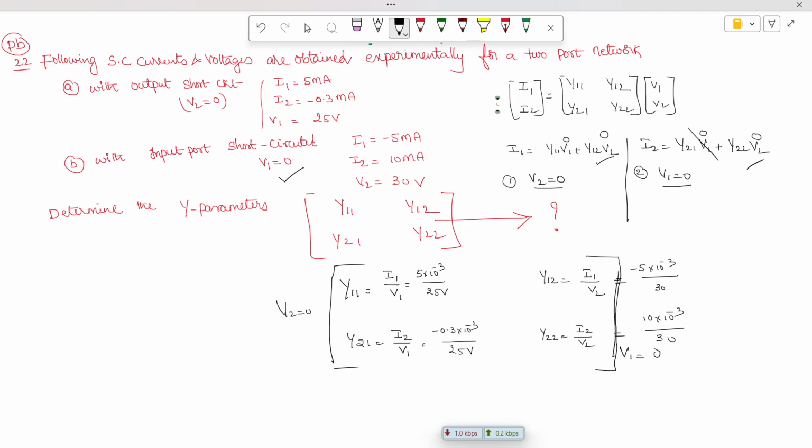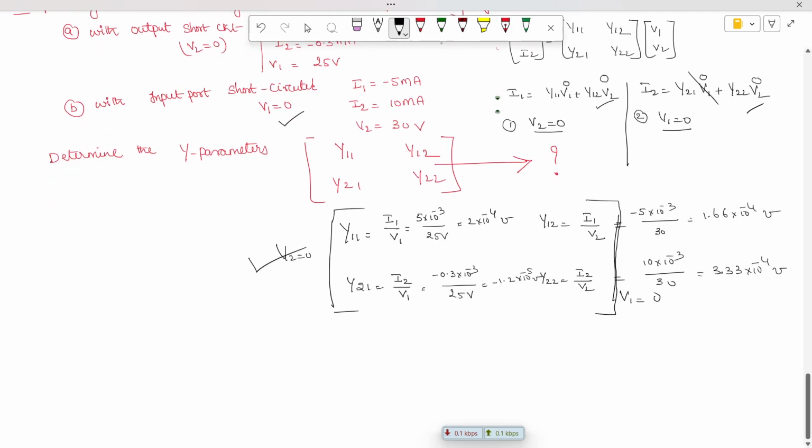So when you do it, here you are going to get y11 as 2 into 10 to the power minus 4 mho, and y21, when you do this using your calculator, is 1.2 into 10 to the power minus 5 mho. y12 is 1.66 into 10 to the power minus 4 mho. And y22 is 3.33 into 10 to the power minus 4 mho. So this is the resultant admittance matrix that we require.